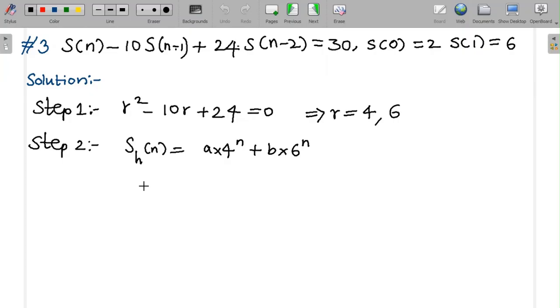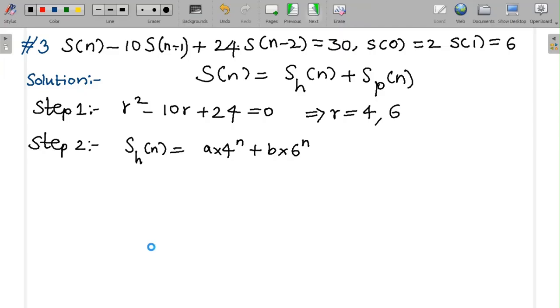Therefore, the solution of the homogeneous part of the recurrence relation. Since this is non-homogeneous, our answer will be of two parts. One, the homogeneous part, and one, the particular part. The homogeneous part is obtained in the same manner that we used for the previous questions. So we have a times 4 power n plus b times 6 power n. That is the solution for the homogeneous part. That depends on the nature of the roots of the equation, just like the ones that we have seen before.